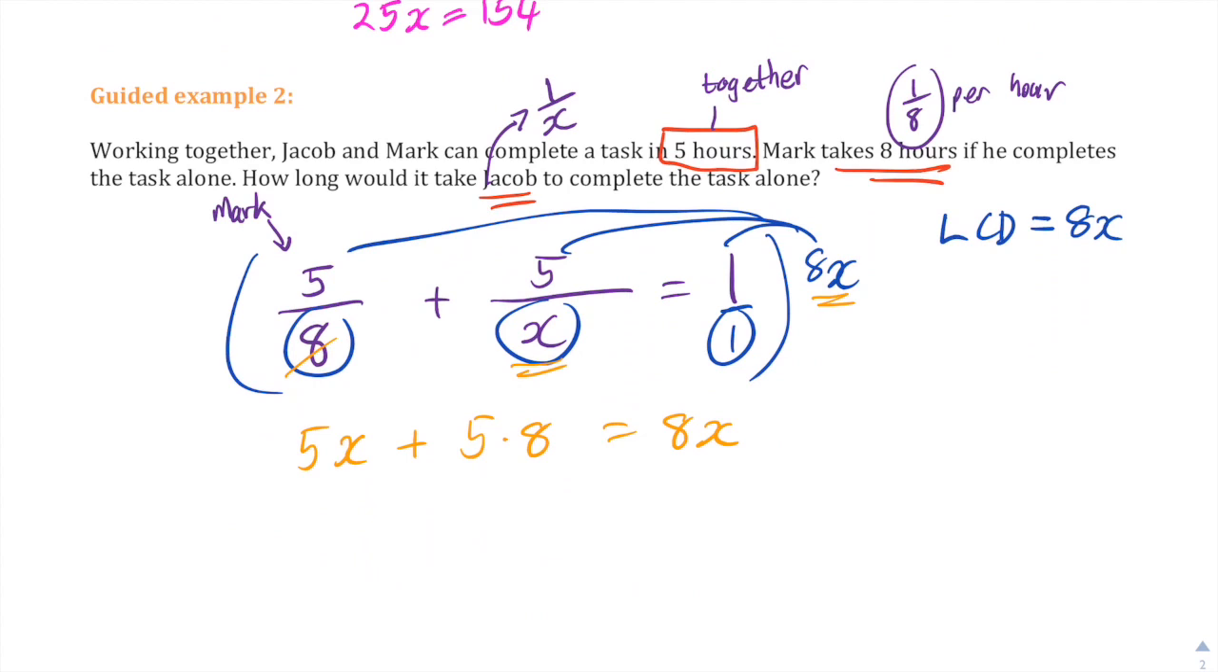This is just a linear equation, which I'm going to do some rearranging. So 5 times 8 is 40. I'm going to subtract 5x from both sides, and I'm left with 8x minus 5x is 3x, equals 40. Final step, divide through by 3, and x is equal to 40 over 3, which is 13 1/3. So it takes Jacob 13 1/3 hours to complete the job if he is working on his own.